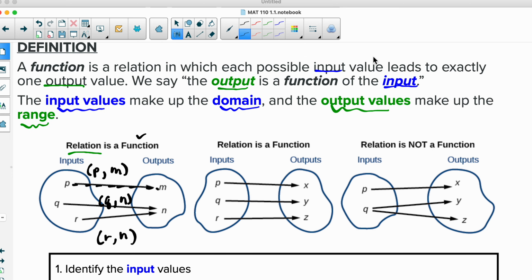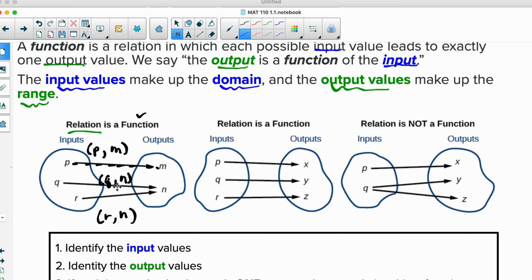My definition of a function says that each input has only one output. So I don't have multiple outputs for Q. I don't have Q equals N and Q equals M. Each one of my inputs has exactly one output.